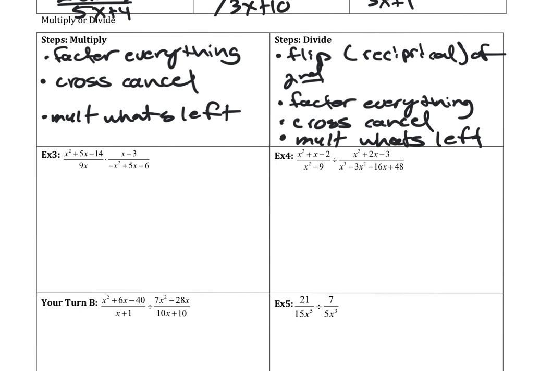So we'll go ahead and do a multiplying problem and do a division problem, and we can walk through the difference between our steps here. All right, so for our first example over here, example number 3, we see we're multiplying terms. Again, I'm going to go ahead and factor everything.